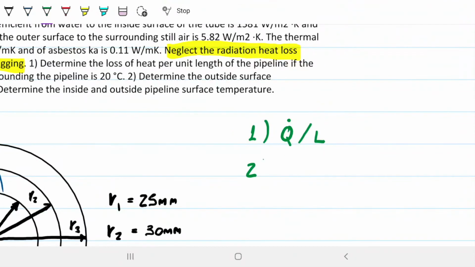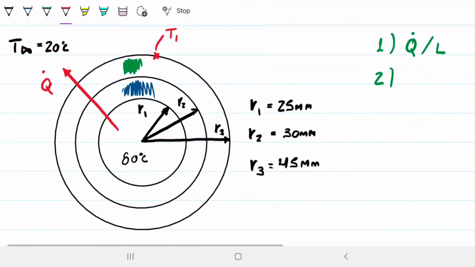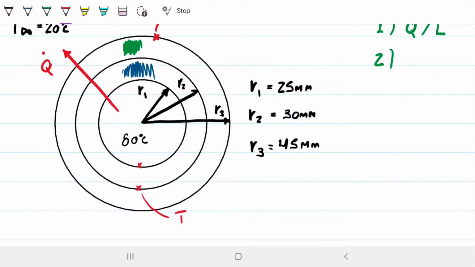Now, the second part of the problem is asking us to determine the outside surface temperature of the lagging. And that is right here, right? So the outside, this one here. I'm going to call this T1, I guess. So T1 over here, and then number 3 is asking us for the inside and the outside surface temperatures of the pipe. We know that this part that I just put in red is the pipe, so they want the inside and the outside. This would be the outside, this would be the inside. For this one I'm going to call it T2, and this one I'm going to call T3, right?